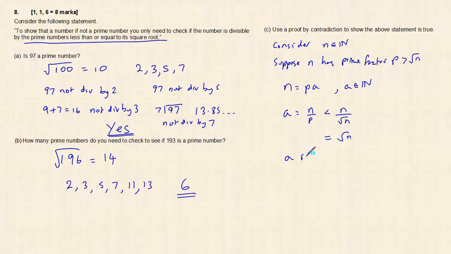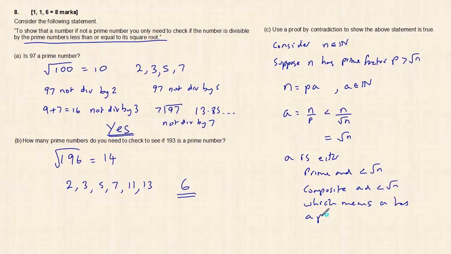Now a is either prime and less than root n, or composite and less than root n, which means that a has a prime factor less than root n, and since a is a factor of n, that means that n also would have that prime factor.